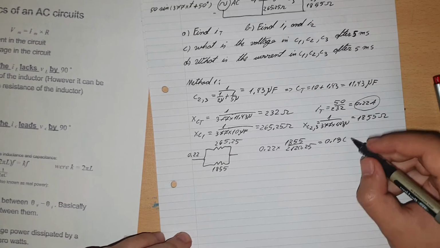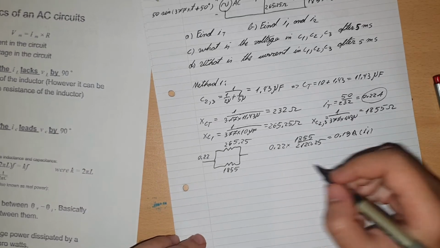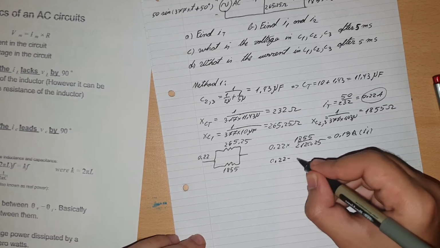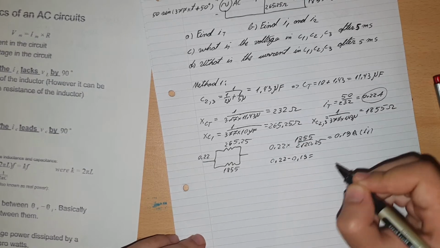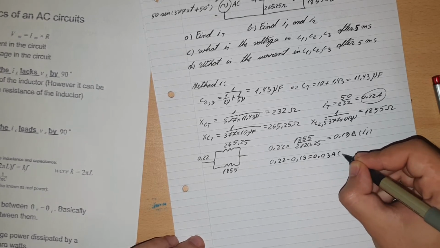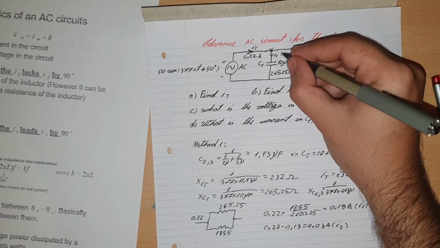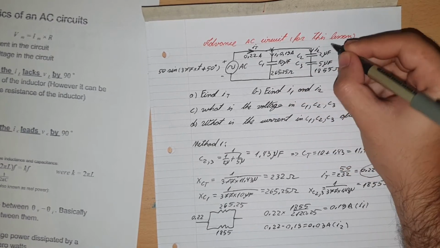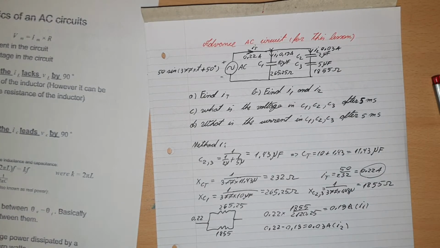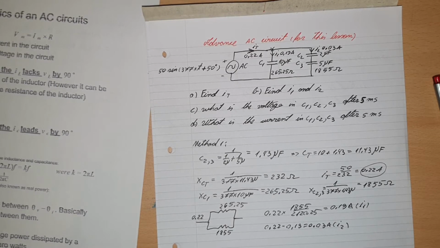So the current 0.19 amps will be I1. And I2 will obviously be the difference, so it'll be 0.22 minus 0.19, which is equal to 0.03 amps, and that will be through I2. So now we found I1 and I2: this one will be 0.19 amps, and this one will be 0.03 amps. Alright, so we already found the hardest components, which were the currents.